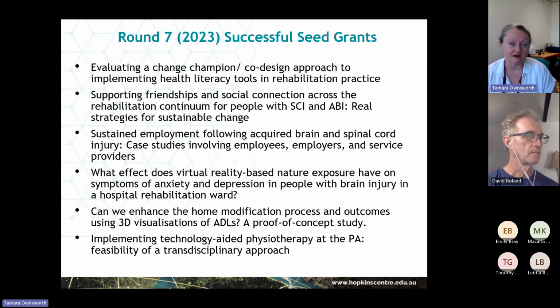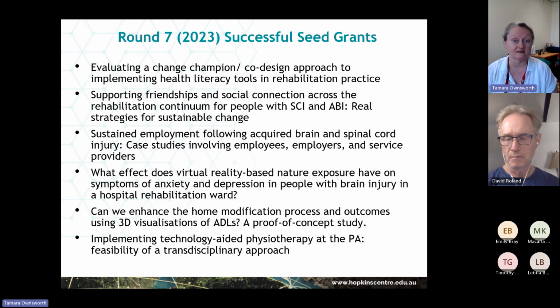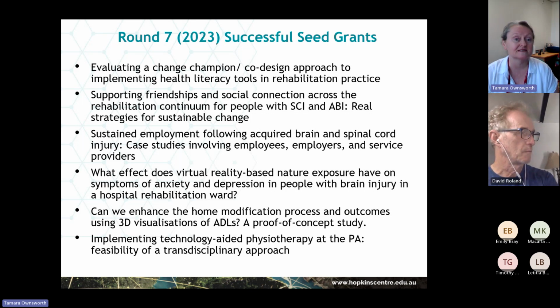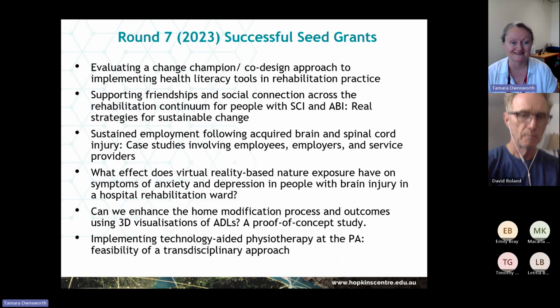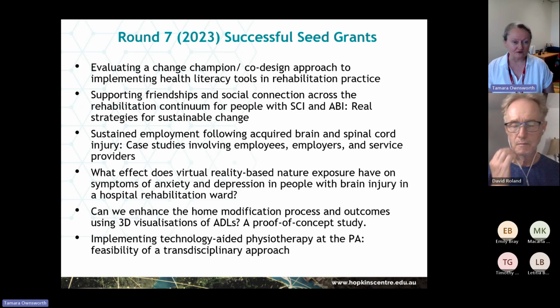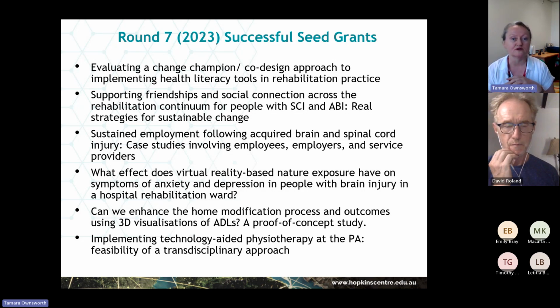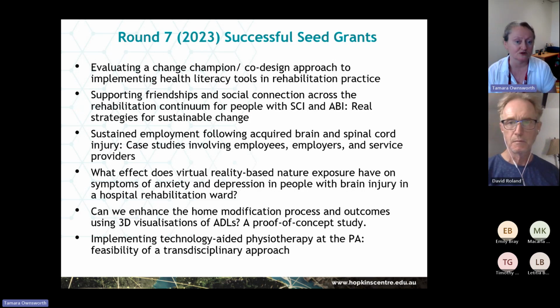To give you an idea of the types of projects that have been really well received, this is the list of successful SEED grants from round 7. These expressions of interest went in February this year, and then the outcomes of the full application were announced at the end of June. Our researchers have hit the ground running in July with ethics and governance applications. If you look over the nature of the projects, you'll see how they align quite nicely with Program 1 or Program 2.